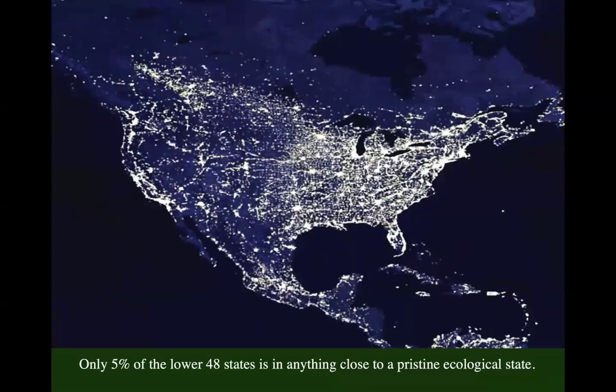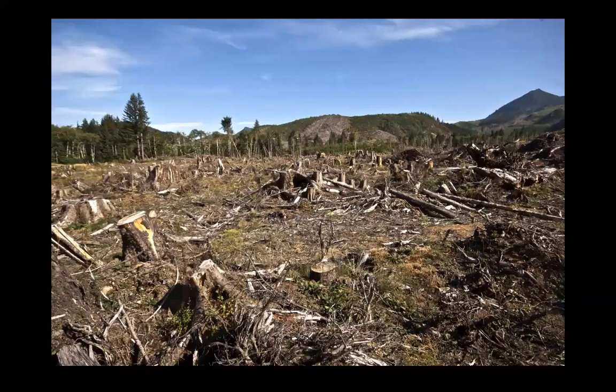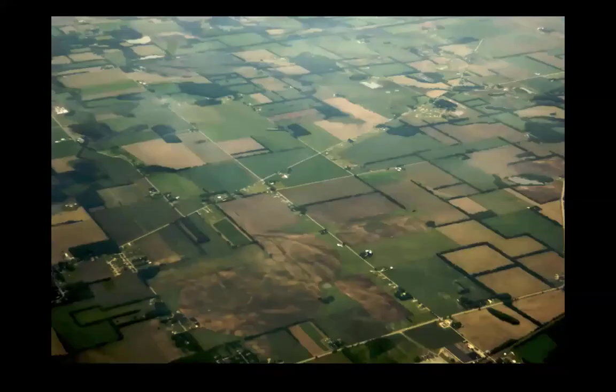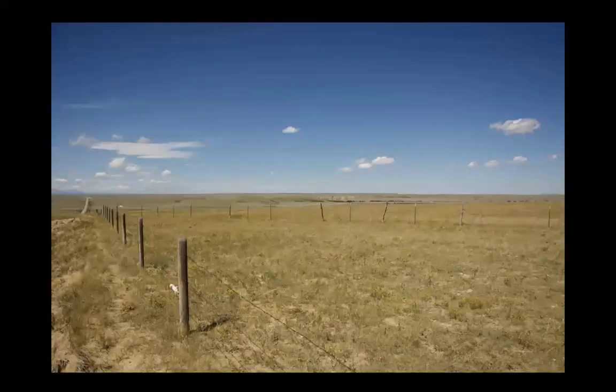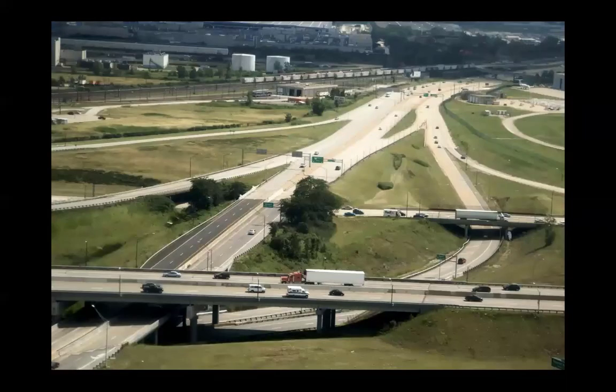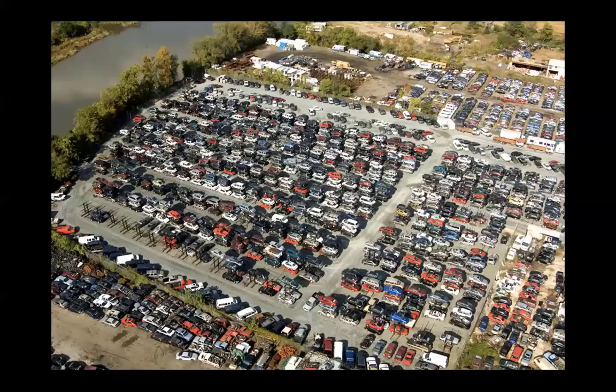There's only about 5% of the lower 48 states that's anything close to its original pristine ecological condition. And that's because we have logged the country repeatedly. We have tilled it. We have drained it. We've grazed it. We've got 750 million, maybe 770 million acres of rangeland in the US, which is 4.5 times the size of Texas. And of course, we paved it or otherwise developed it.